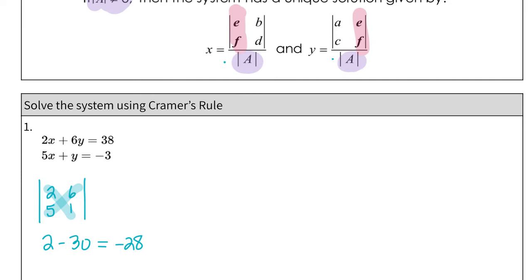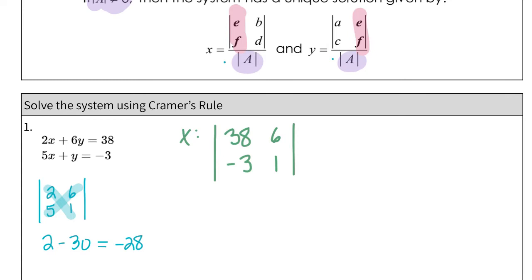Okay, so now let's try to solve for x. I'm going to write x here so we know what we're doing. We're going to take this 2 by 2 matrix that we made, and for this first column, you see how the 2 and the 5 both went with the x's? We're going to replace that column with these numbers here, the 38 and the negative 3. So this time what we want to find is the determinant of this matrix: 38, negative 3, and then the other column, 6, 1, is going to stay the same.